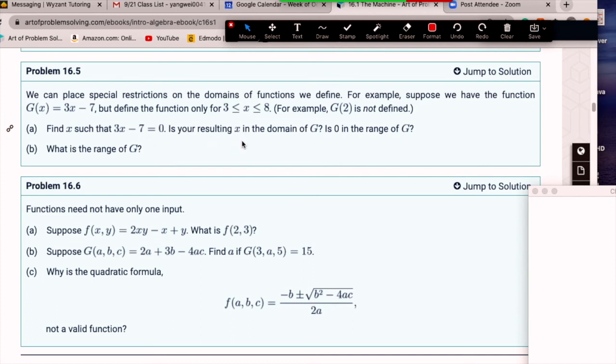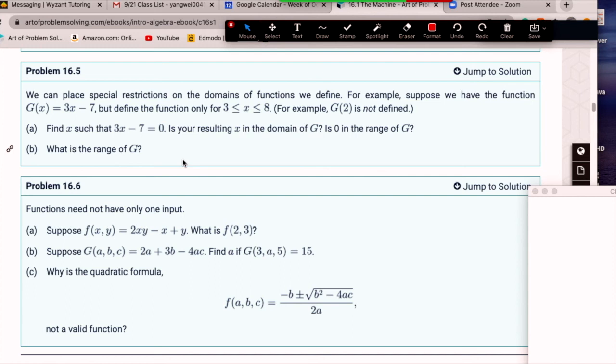Is your resulting x in the domain of G? Is 0 in the range of G? And what is the range of G? From this example, you will understand that a lot of times we can just set the rule. Then by this rule, you get the different domain or range, all defined if this one is a function.